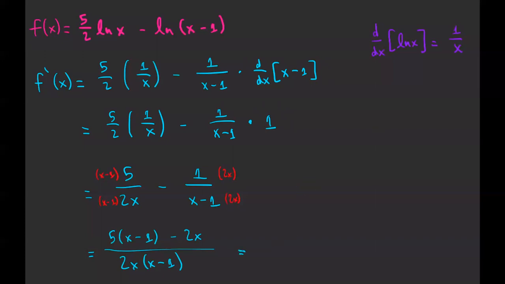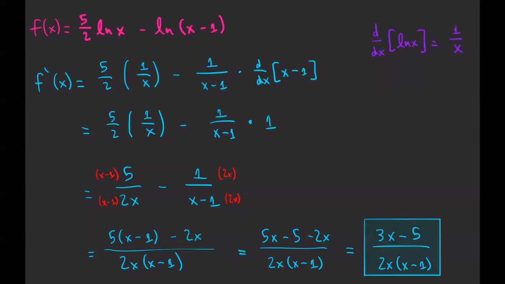I'll just sort of move to the right here now. 5x minus 5 minus 2x all over 2x times x minus 1. And this ends up being 3x minus 5 all over 2x times x minus 1. And there we go. That answer to me looks a lot more simplified than this case here where I have two different fractions being subtracted by each other. So I like this format a bit more. Not to say that this is bad per se, it's just this is a little more simplified down here. So there we go. We've got our derivative there.